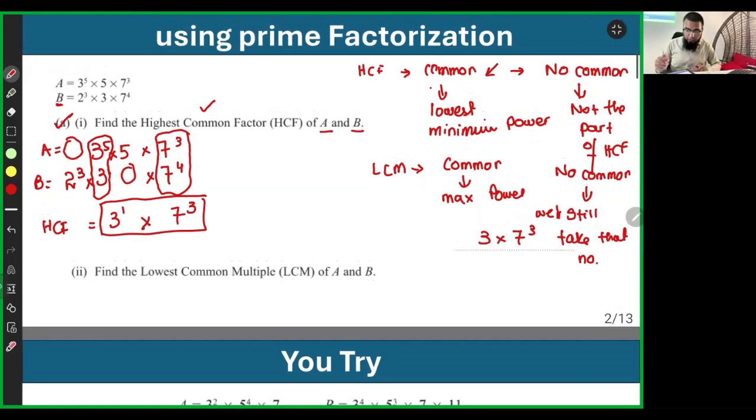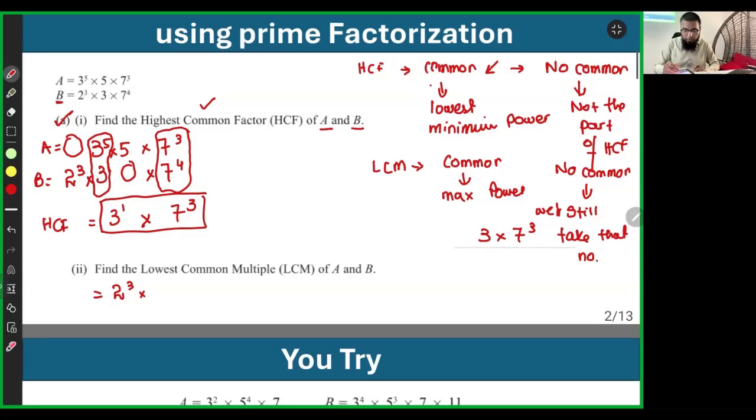So for the LCM, we need to write 2 cube, no common, so we'll just paste it like this. And 3 raised to the power 5, what do we need to write? 3 raised to the power 5, because now we need to pick the maximum power for the LCM. 5 we need to pick. Again, no common, we'll still pick that number.